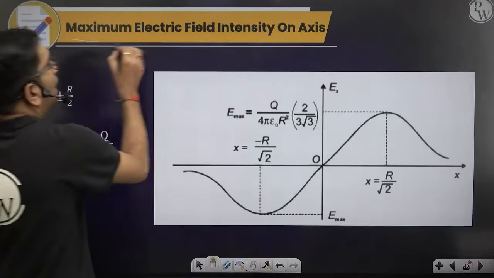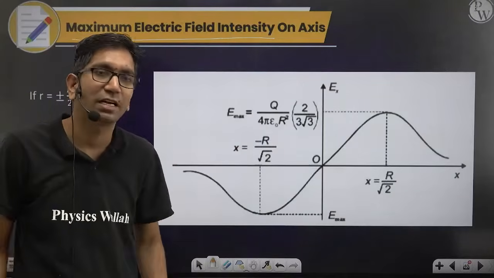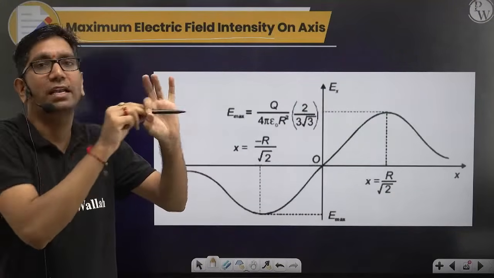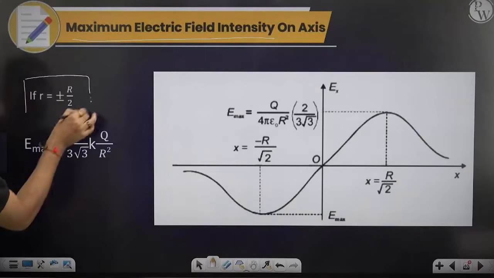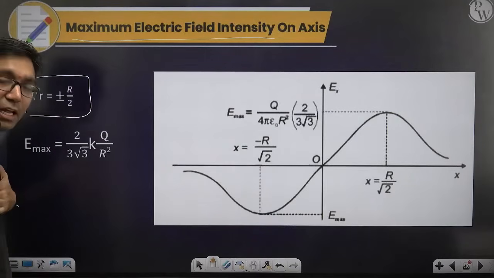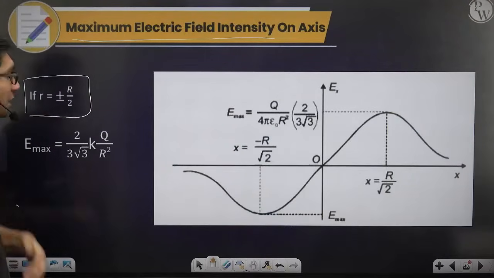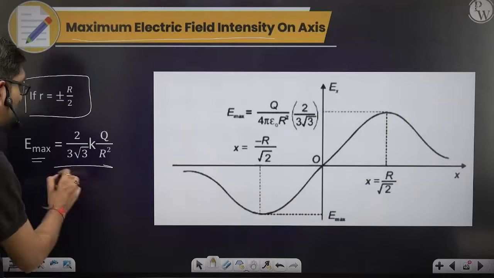Right, beta? So maximum electric field intensity on the axis. We will be getting the maximum electric field intensity somewhere at a distance on the axis. So at which distance will we get the maximum electric field intensity? At a distance of plus or minus r by root 2, we get the maximum electric field intensity on the axis. What is that maximum value? 2 by 3 root 3 kq by r square. Remember this one.